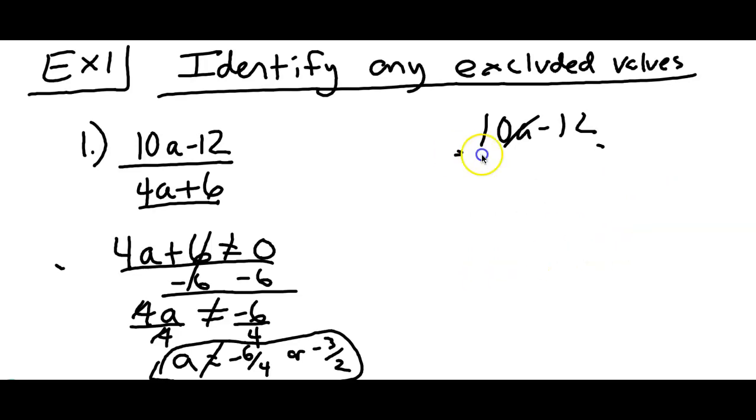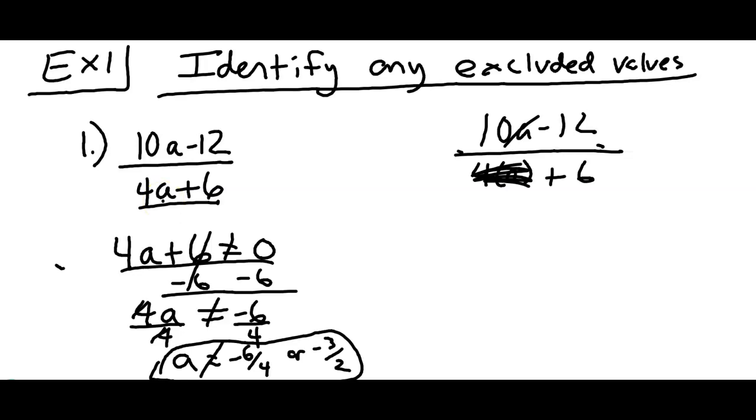Because if you plug in 0 for A, you would have 4 times 0 plus 6. That just makes that go away. And what am I left with in the bottom? A 6. That's allowed. You can have a 6 down there. You can't have A equal to negative 3/2, because if A equals negative 3/2, then the whole denominator becomes 0, which is undefined. So that's what they mean by an excluded value: any value of A that would make the bottom turn out to be 0. And in this case, it's negative 3/2.